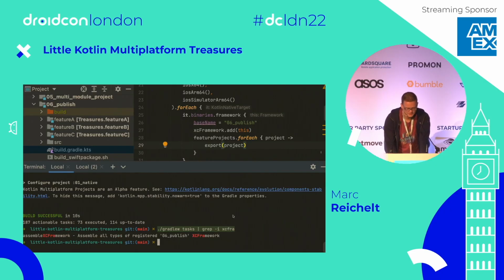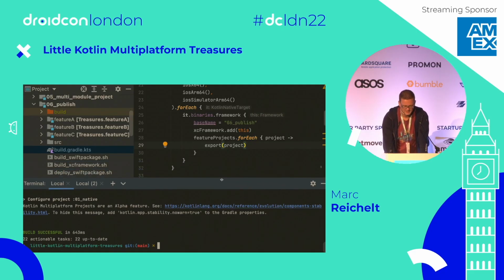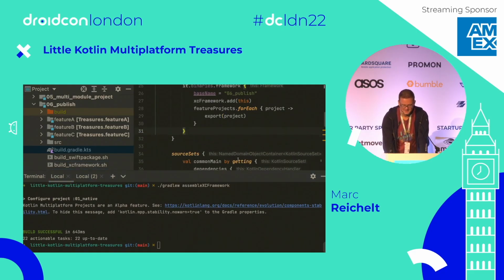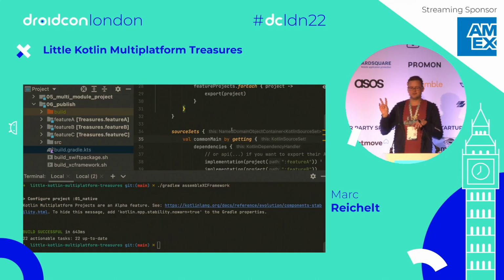And if we just look for the create XC framework task, there's a task which is called assemble XC framework. You might have heard about that already. So we're going to call that and actually assemble the XC framework. And that's already been done, so that's nice. But creating the Swift package is actually having two things. So we just created the XC framework, which we can see here.